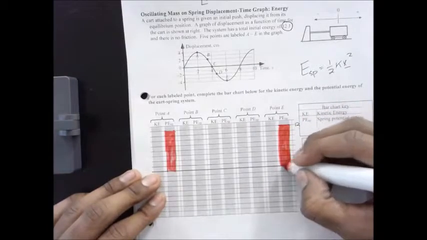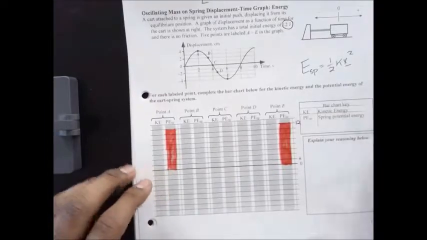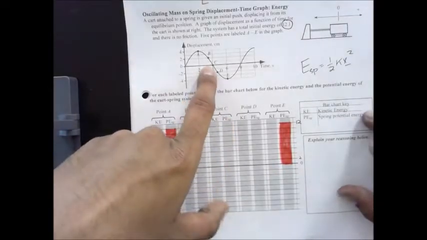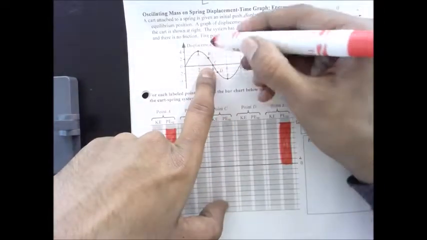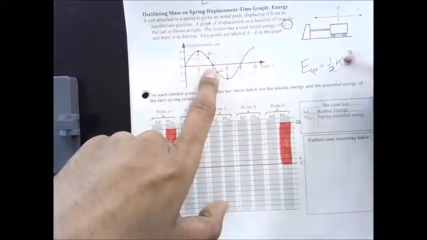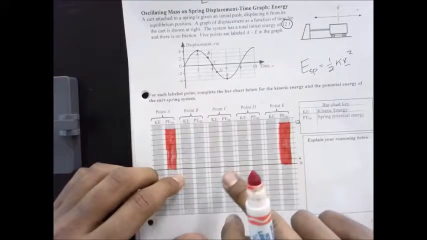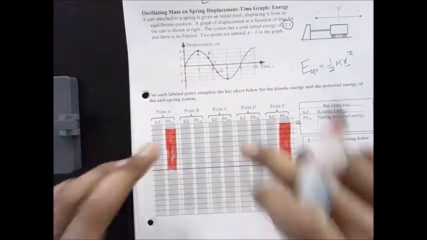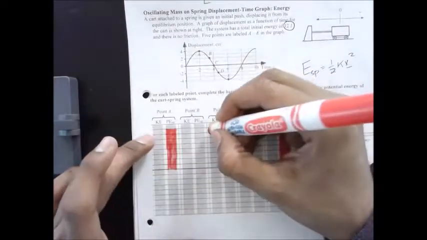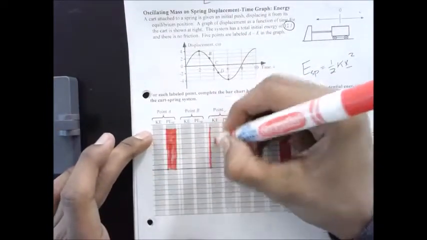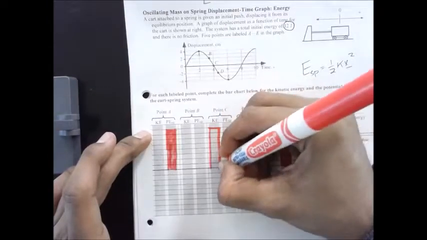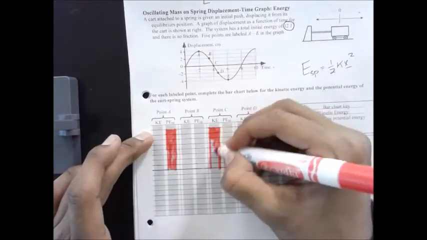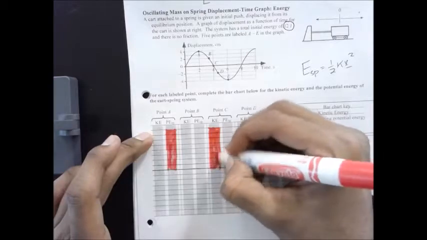Okay. Now, we know something about point C. We know that here, the displacement is actually 0, and so there's no spring potential energy. So if there's no spring potential energy, we know that all of the energy has to be in kinetic. So on the other hand, we can show kinetic energy is at max at position C.